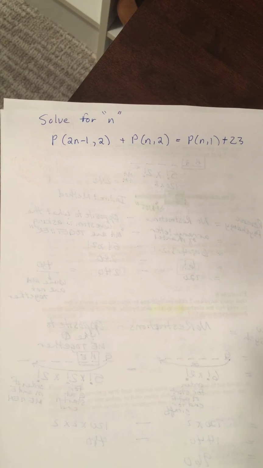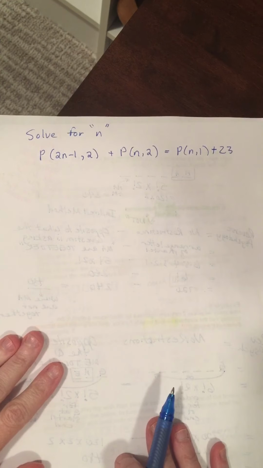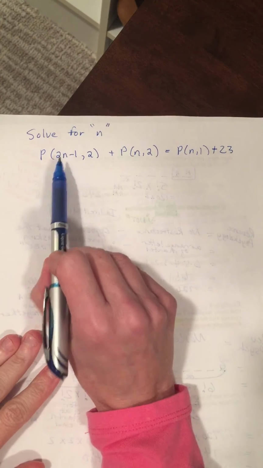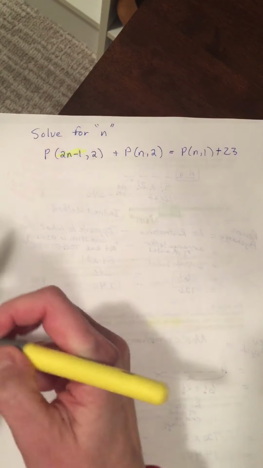So when I'm looking at this question, I see I have a permutation of 2n minus 1. That's my n value.